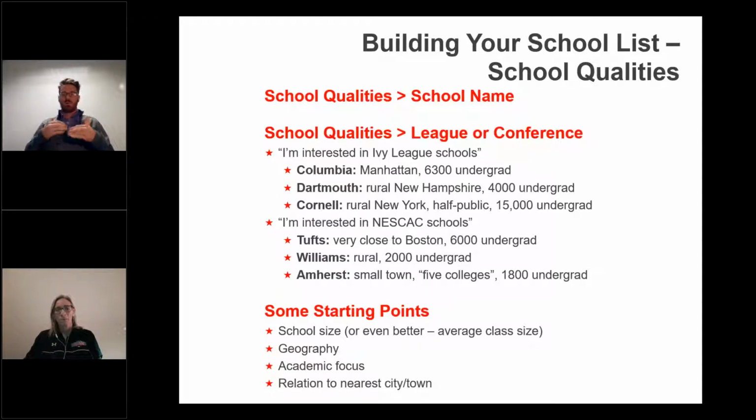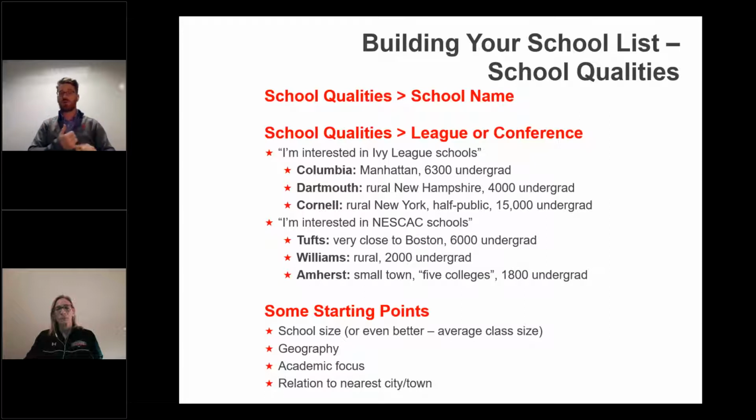So when we start to build out lists of schools with our student athletes, I tend to start from school qualities. Some of the places that I like to start are, you see down here at the bottom, school size, or even better, average class size, because if you look at a school of 10,000, a school of 3,000, that top line number doesn't necessarily come into play in the day-to-day experience of that school, but class size does. If a bigger school translates into bigger class sizes, then that is going to impact your academic experience fairly significantly.